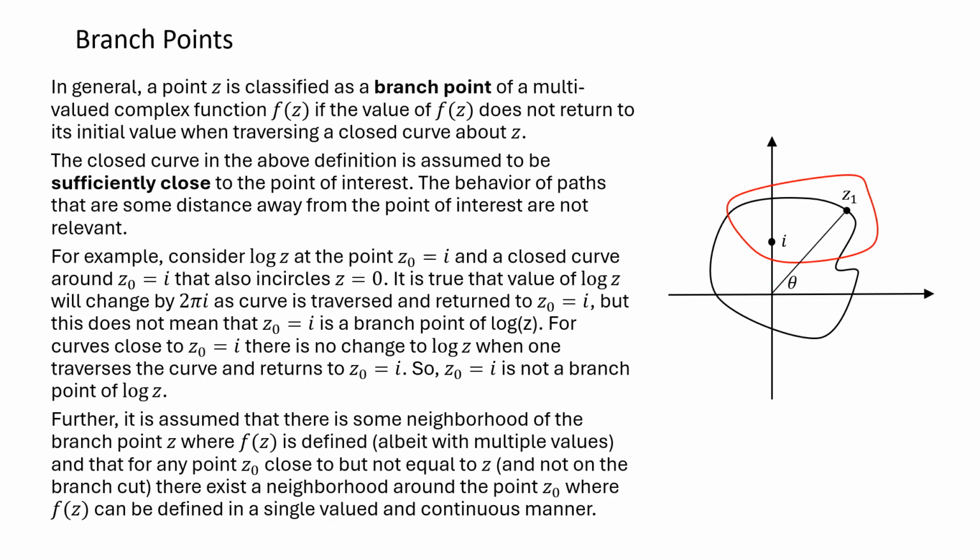So for our example log z, we have the branch point at 0, and what this is saying is that, let me draw it here, for any neighborhood about our branch point, and then any point, say that point there, using another color, there's a neighborhood around that point where our function is single valued, and in fact that's true for log z and our branch point 0.